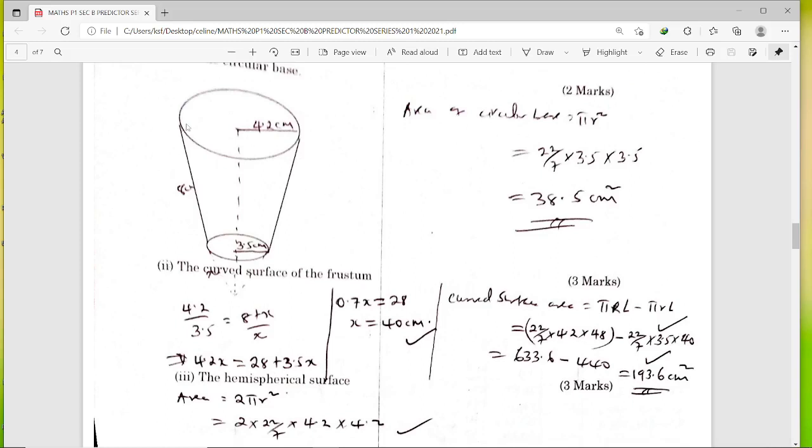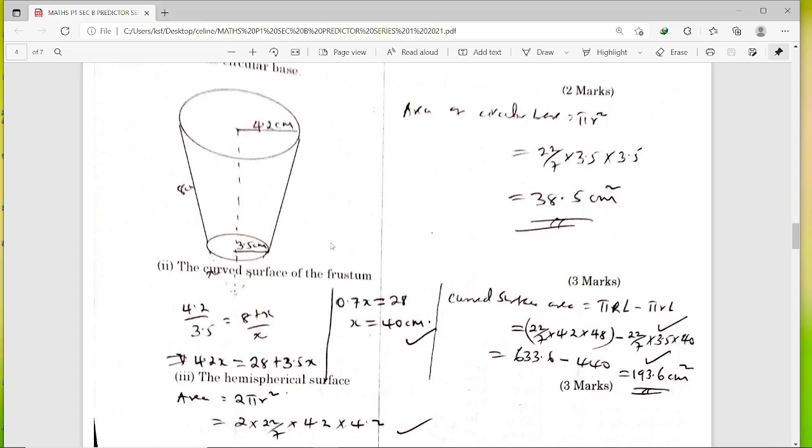Remember, the larger cone minus a smaller cone here. So pi r l is the curved surface area of a cone. So it is pi r l minus pi r l small. So we need to find the L. The L, that is the larger. If I prolong this, I make this x. The largest slant height will be 8 plus x, and the small slant height will be x.